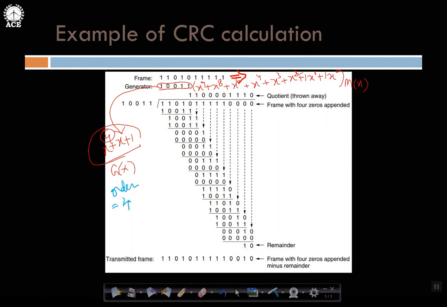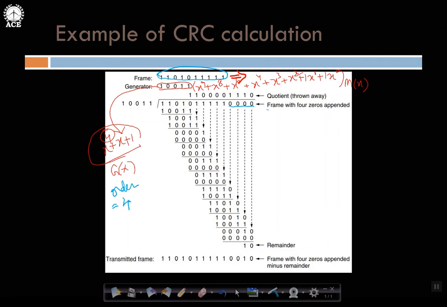So to the original message, I am going to add 4 zeros. These 4 zeros are added: 1, 2, 3, 4. So this is my original message, to which I have added 0, 0, 0, 0. Got my point? That's the meaning of the statement.